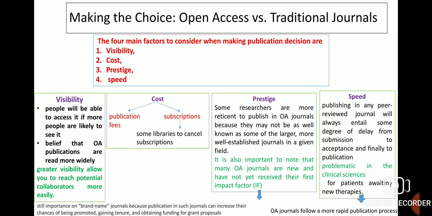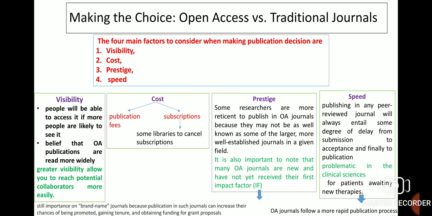Second is cost. There are two costs involved in publications: publication fees and subscription. Subscription fees mean some libraries have to give a full subscription so that all the students and professors can access it fully, but because of high prices some libraries have to cancel their subscriptions.